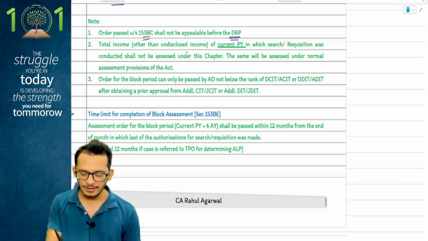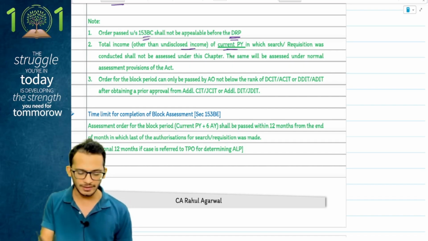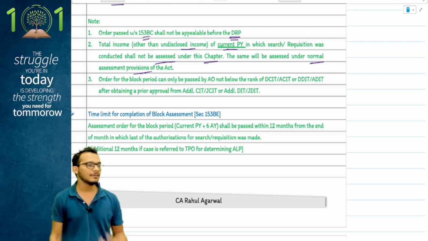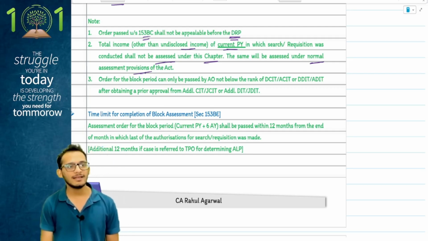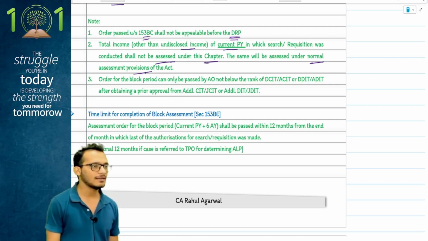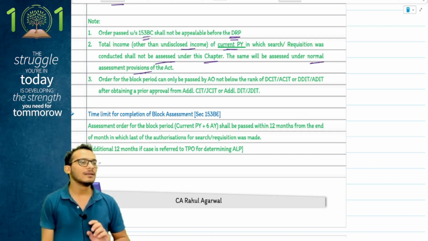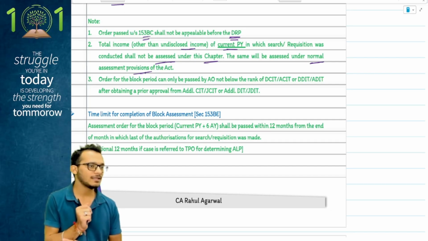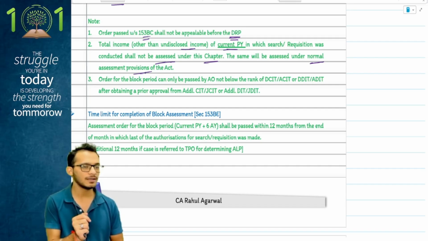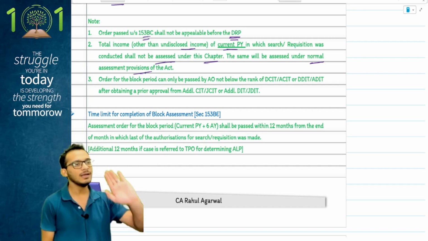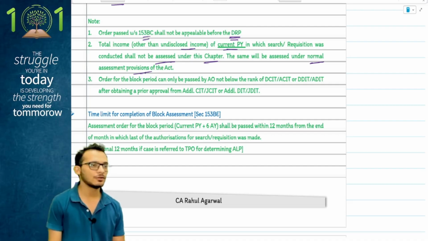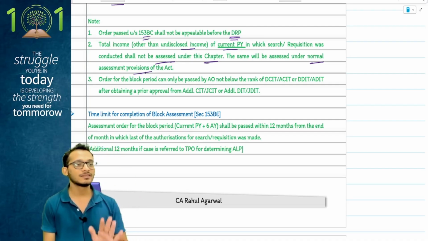Second, the total income other than the undisclosed income of the current previous year in which the search or acquisition was conducted shall not be assessed under this chapter. The same will be assessed under the normal assessment procedure. Meaning, they'll come and ask you to file a return for the current year of April to January, but they will not tax it as if it is search income. They will tax it as if it was normal income. The reason I'm telling this is because under this chapter, like I told you, search income is going to be taxed at higher rates. I cannot tax your normal income itself at higher rates. Yes or no? Yes. So we're clarifying that I want you to file the return of the current year, but it is only for my reference. It has nothing to do with my block. My block is literally only the last 6 years.